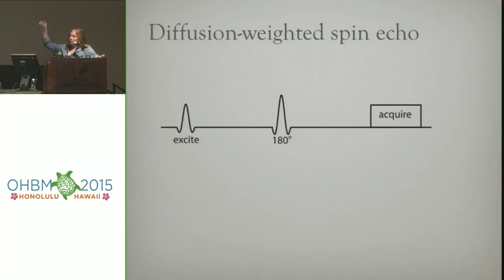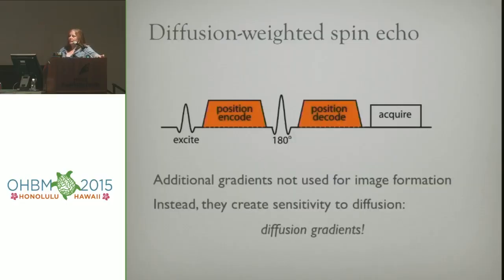And what we're going to do to turn this into a diffusion sequence is put these two gradients in. So trapezoids here represent gradients. Now gradients, if you're familiar with them, you're probably used to thinking of them as the part of the scanner that enables you to form an image. We use them to define k-space. But here we're going to use them for something different.